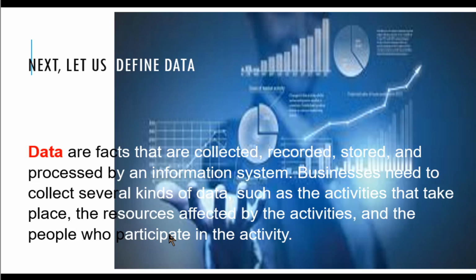Next, we have data. Data are facts that are collected, recorded, stored, and processed by an information system. So businesses need to collect several kinds of data, such as activities that take place, the resources affected by the activities, and the people who participate in the activity. So data basically is the raw facts. They are not yet processed.